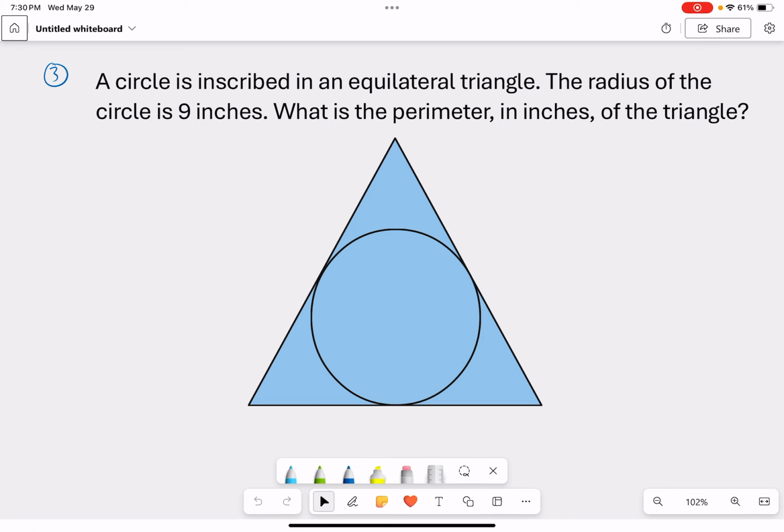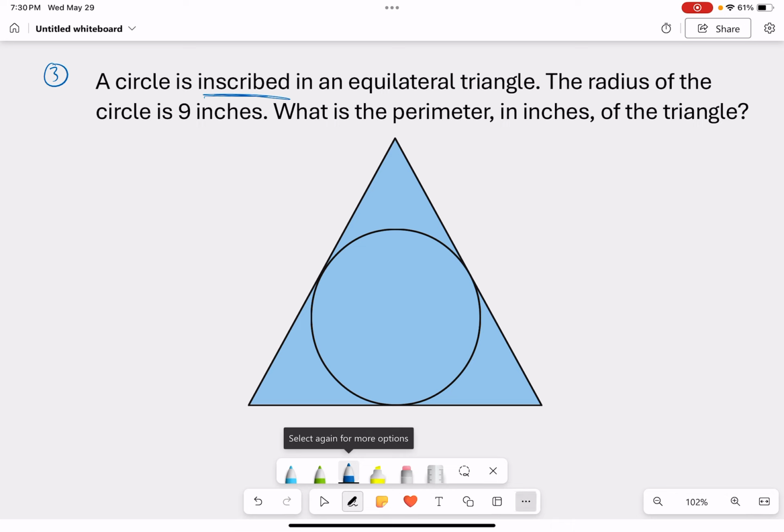So, here we have a question that says a circle is inscribed in an equilateral triangle. Basically, what that means is that the circle is inside. Inscribed basically means it's inside an equilateral triangle. The radius of the circle is 9 inches. What is the perimeter in inches of the triangle?